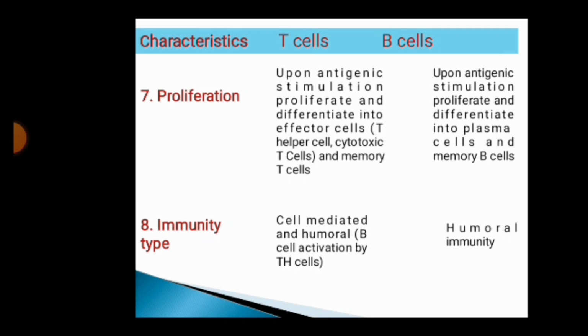How are these T cells involved in humoral immunity? Because they include T helper cells, cytotoxic T cells, and memory T cells. So these T helper cells activate the B cells to secrete antibodies. As they activate the B cells, which are involved in secretion of antibodies, they are also involved in humoral immunity.